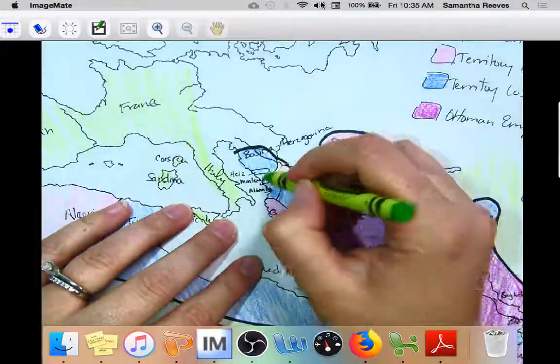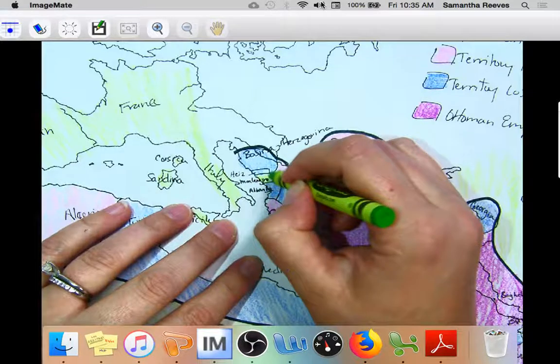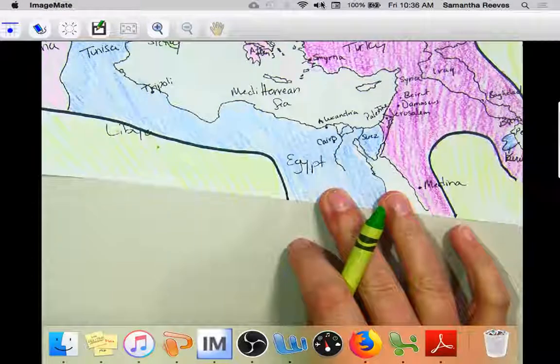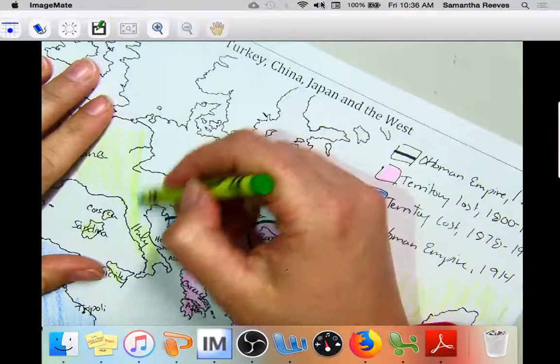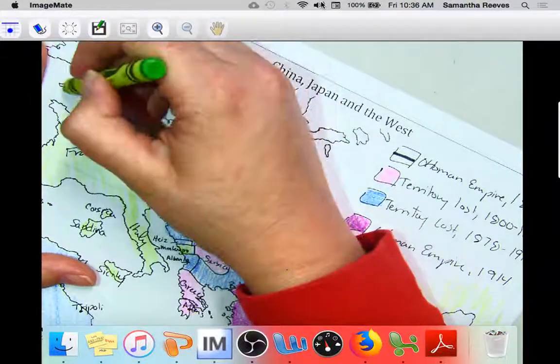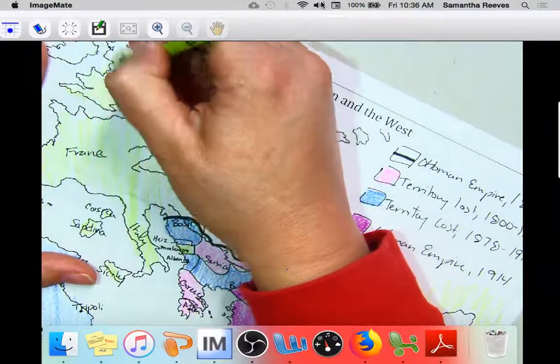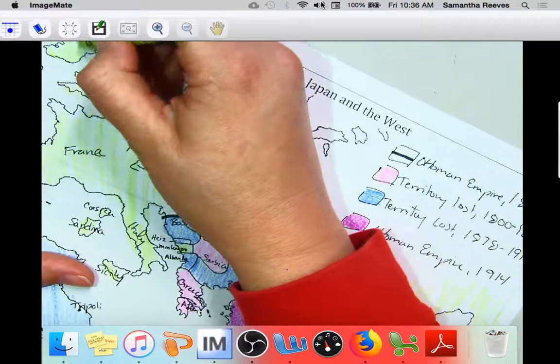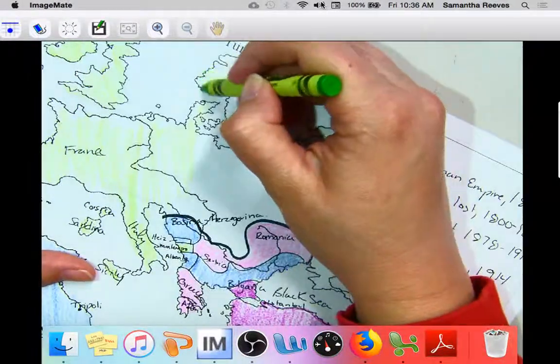Is what? Medina. Medina? Oh, it's red. Well, remember, it's a holy city for Islam. Muhammad flees there. Yes? So they're going to hold on to that to the very end.